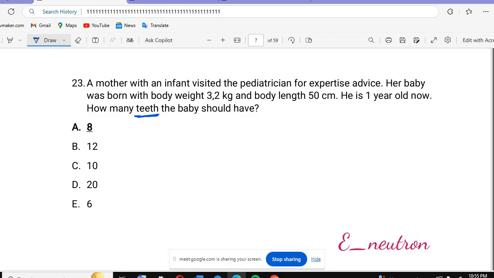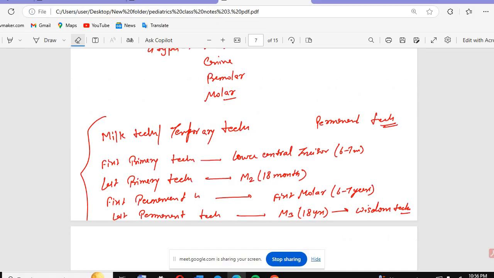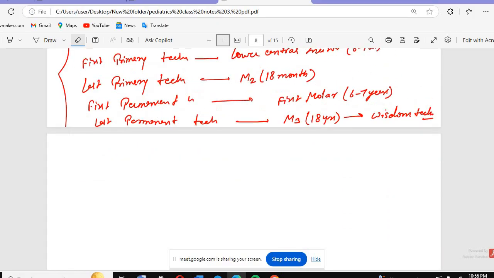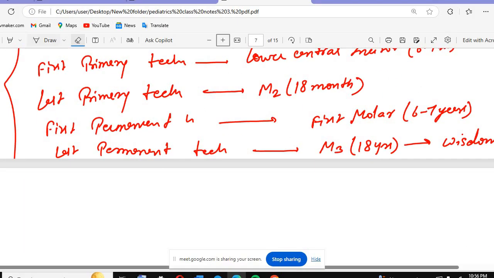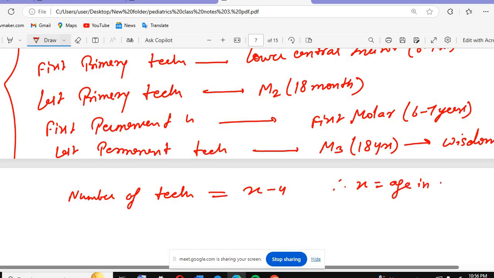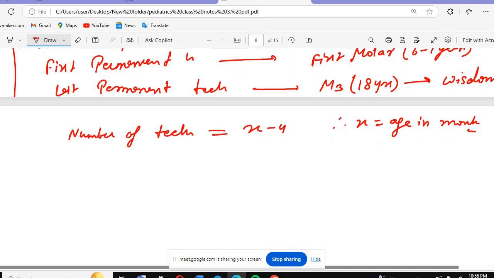So if you see a 1 year old child, how many teeth should the baby have? For that we have a formula. The number of teeth would be equal to x minus 4, where x is the age in months.